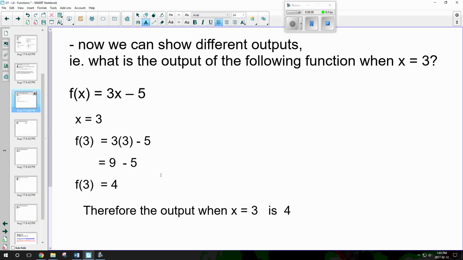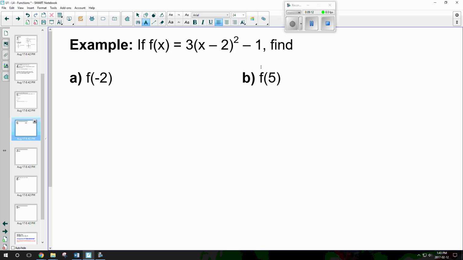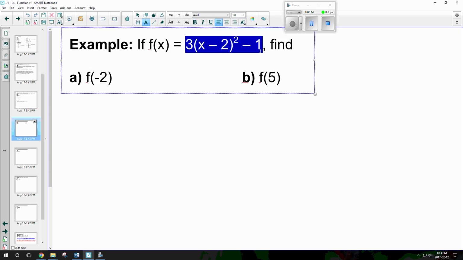Again, at this point, if people need time to write the notes, please pause the video. We're going to continue to look at other examples, but with slightly more complicated functions.